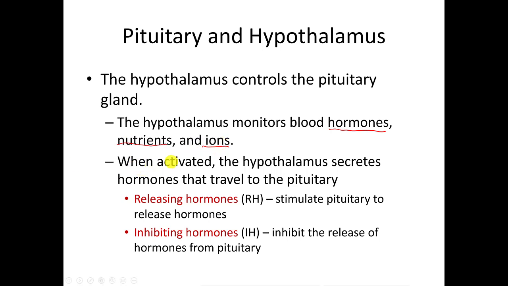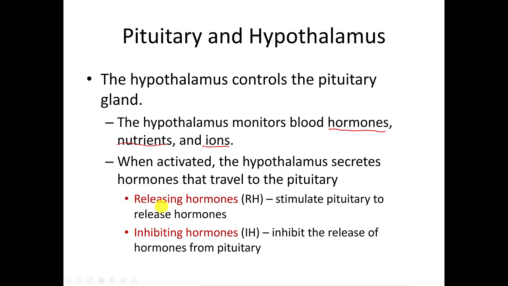Anytime your hypothalamus notices that something is off, if it's out of balance, it's going to activate that hypothalamus to secrete hormones that travel to the pituitary gland. So this is how, remember, hormones are how your organs communicate with each other. And this is how the hypothalamus communicates with the pituitary gland. It is the boss of the pituitary. And so your hypothalamus monitors the blood. If it notices that something is off, maybe a hormone is low, it will release a hormone that travels to the pituitary gland.